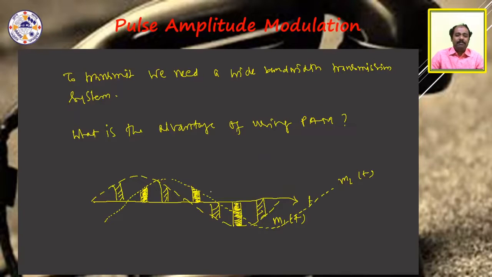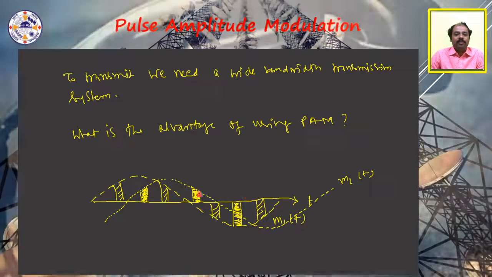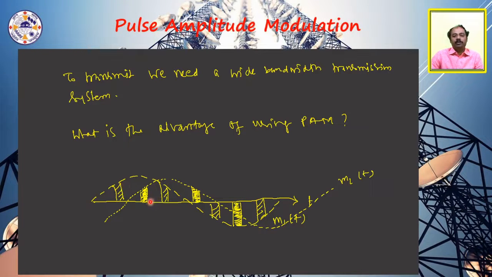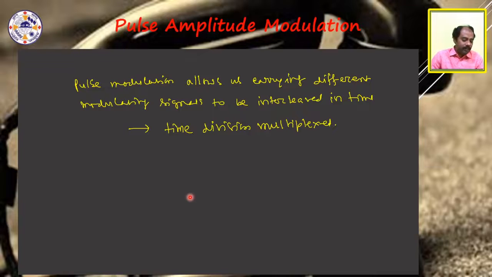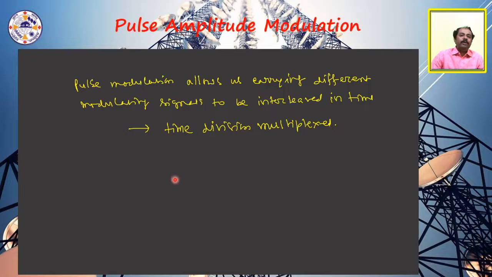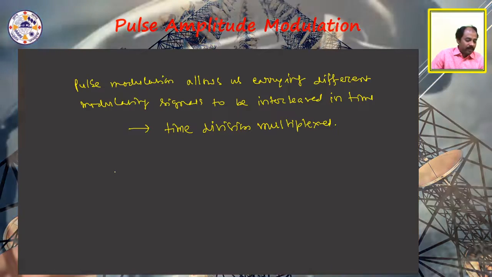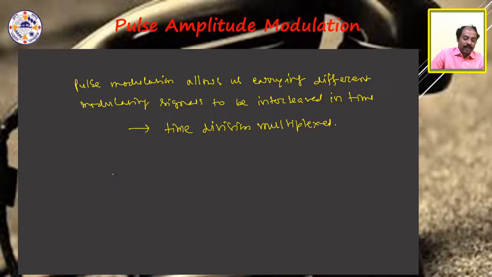Remember, in the same time scale, we are accommodating two signals, M1T and M2T. These pulses are not interfering with each other. Fine. So this is the benefit of using a pulse amplitude modulation technique. So how can we achieve this in practice? In a very simple manner, we can achieve this.